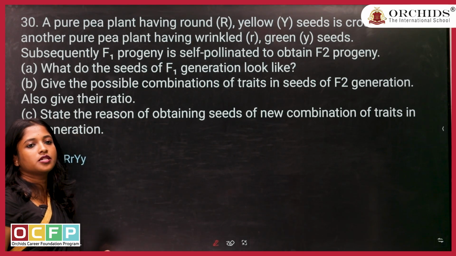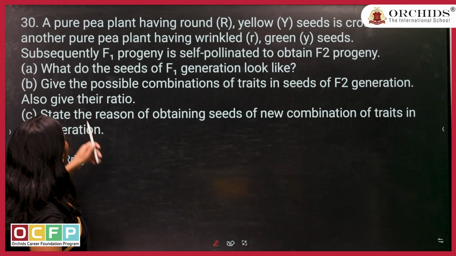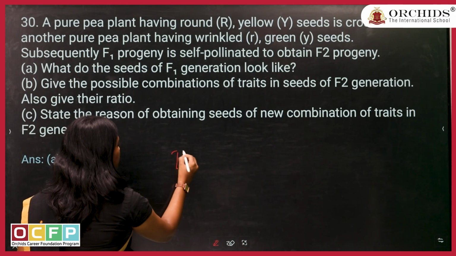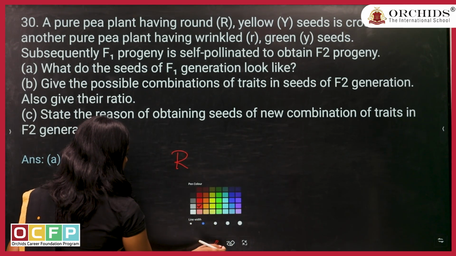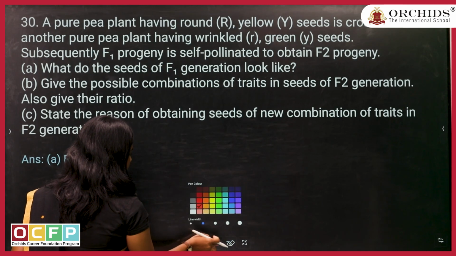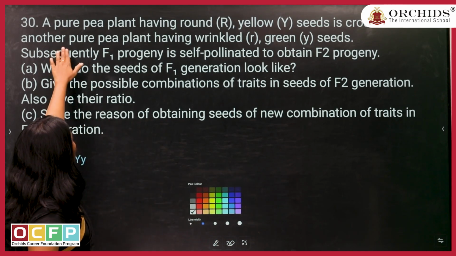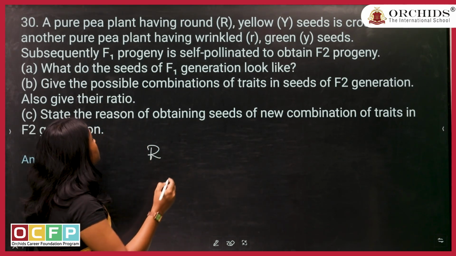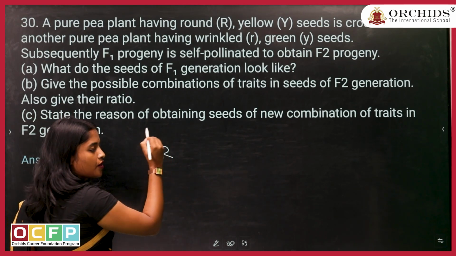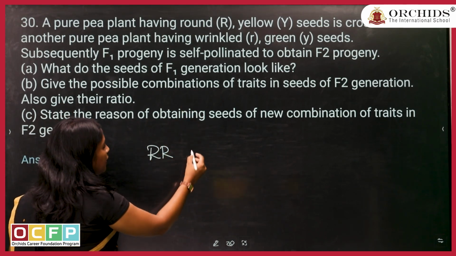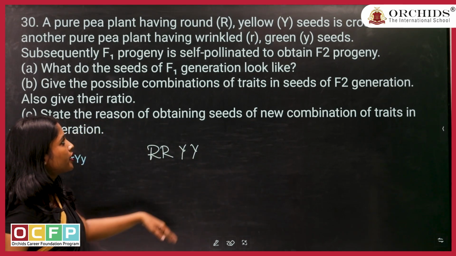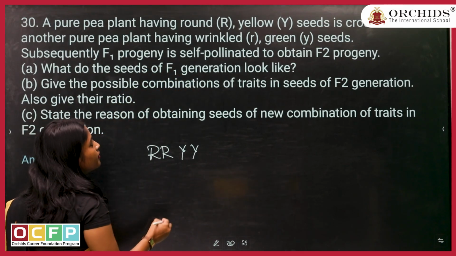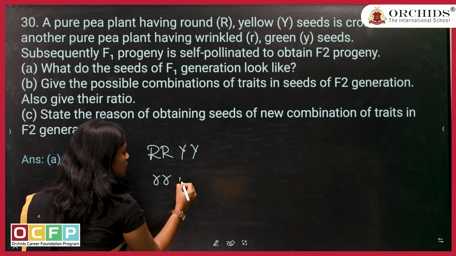Here, this is from heredity chapter. A pure pea plant having round and pure. Since they are mentioning pure, let us write quickly double R. And yellow also, capital Y, capital Y, seeds, it is crossed with another pure plant having wrinkled and green. We know this, we have this in our books.